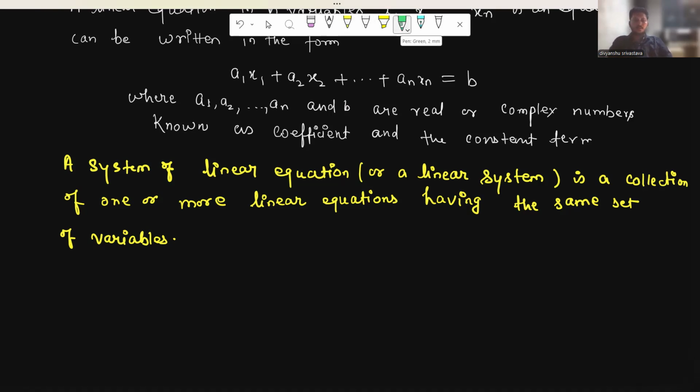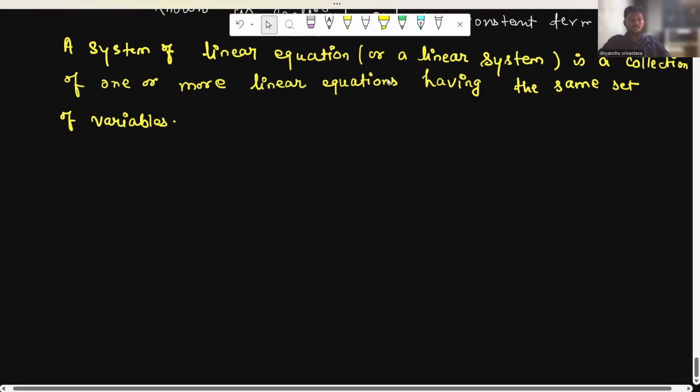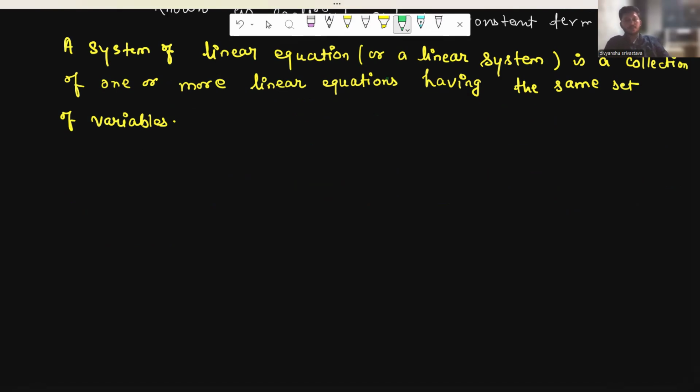So the general form of matrix representation, how you can represent it like this. So here is point first, that is the general form and its matrix representation.